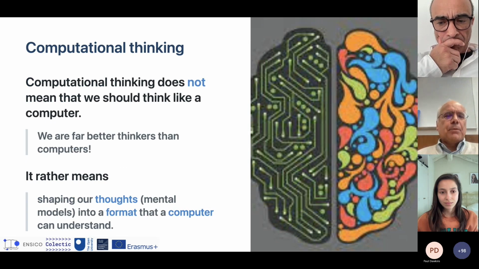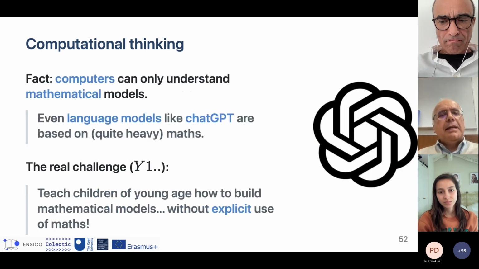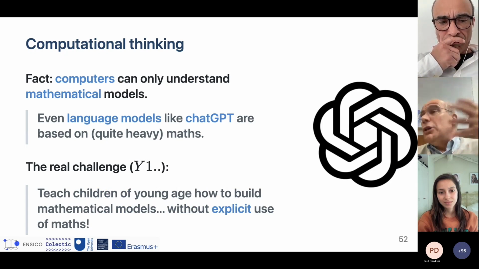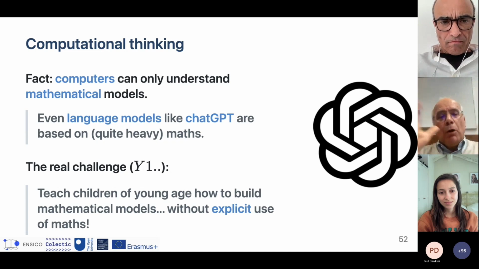Computational thinking, what is this? Well, it does not mean that we should think like a computer. I must say, as a human, that we are far better thinkers than computers. What it rather means is shaping our thoughts, our mental models, into a format that a computer can understand. And computers, it's a fact, can only understand formal mathematical models. Even if the languages we use don't show that mathematicity, that maths part of the things that the computer handles, it can only handle formal models of things.